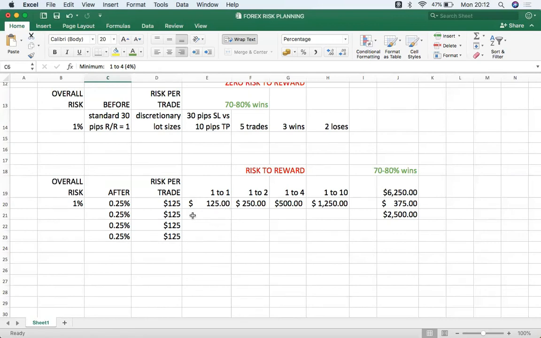Now, but that said, so these are 4 trades. I'm losing 125, 125, 125. So I'm still losing 1% of my account, which is $500 in a particular trading session. So let's say I trade today on Monday and I lose all 4 trades. This is how much I've lost.